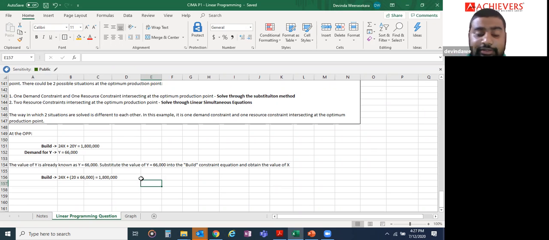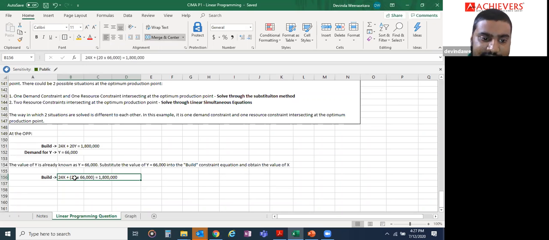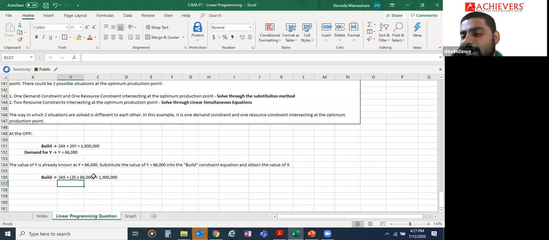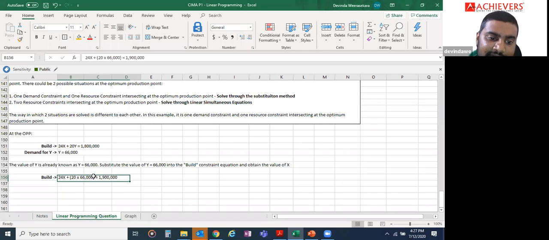So for your practice, if you're using this type of calculator, this old model, you have to be a bit careful. Why am I telling you to be careful? I'll show you. This is the equation that we entered. Now if I make this 1.9 million instead of 1.8 million, can my answer be 20,000? No, it can't be 20,000 because now the value has changed to 1.9 million.